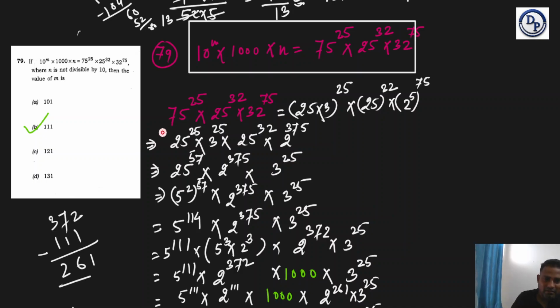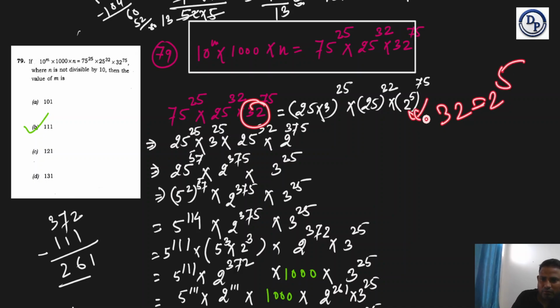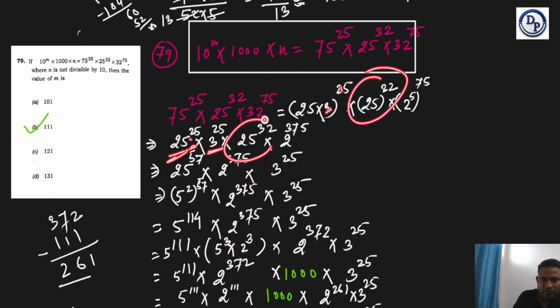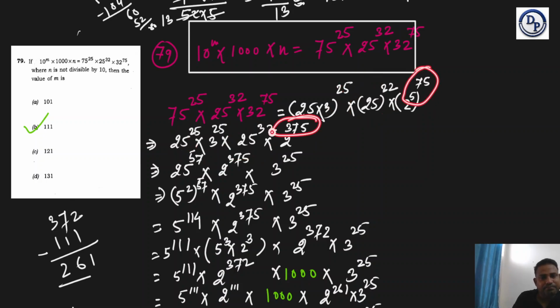So I can write this 75 as 25 into 3, whereas 32 can be written as 2 to the power 5. So I wrote it to the power here. Similarly, using the laws of exponents, I just bifurcated the power, 25's power 25 and this 3's power 25 as well. This is 25 power 32 here. Now 2's power, this 2 I multiply, I got 375.